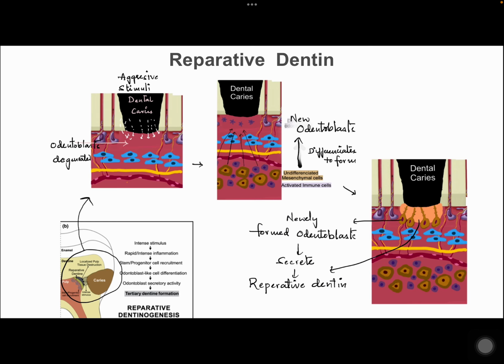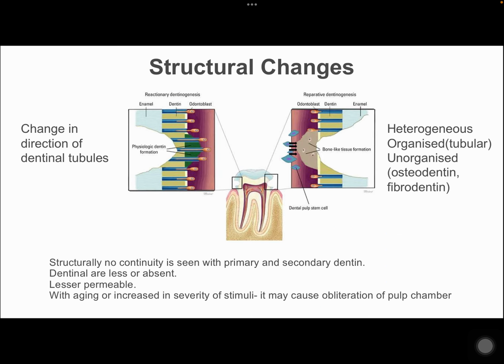If the stimulus is aggressive and the odontoblasts cannot withstand the impact and they get degenerated during the process of stimulation, the undifferentiated mesenchymal cells, which are the progenitor cells present in the pulpal tissue, differentiate to form new odontoblasts at the site of the action, and they produce a special type of dentin called reparative dentin.